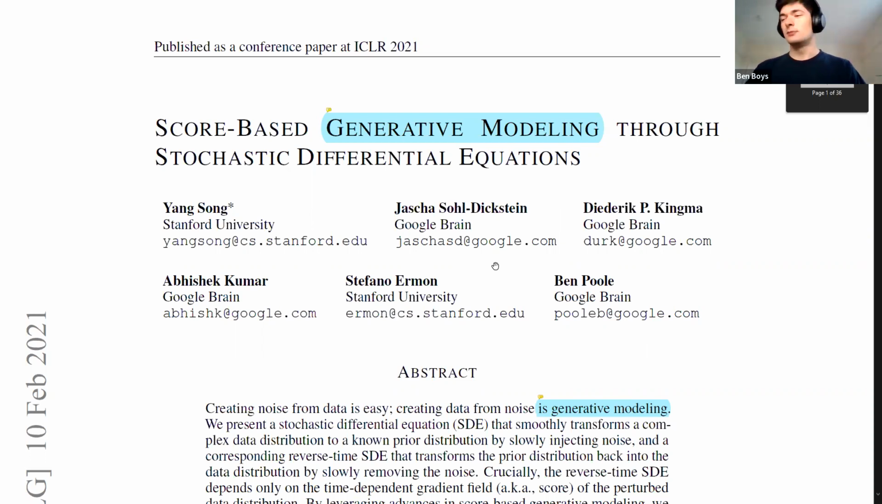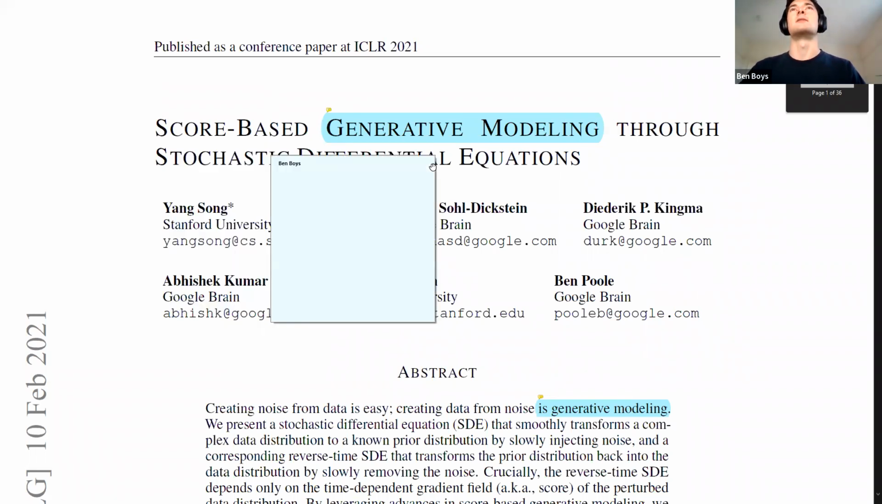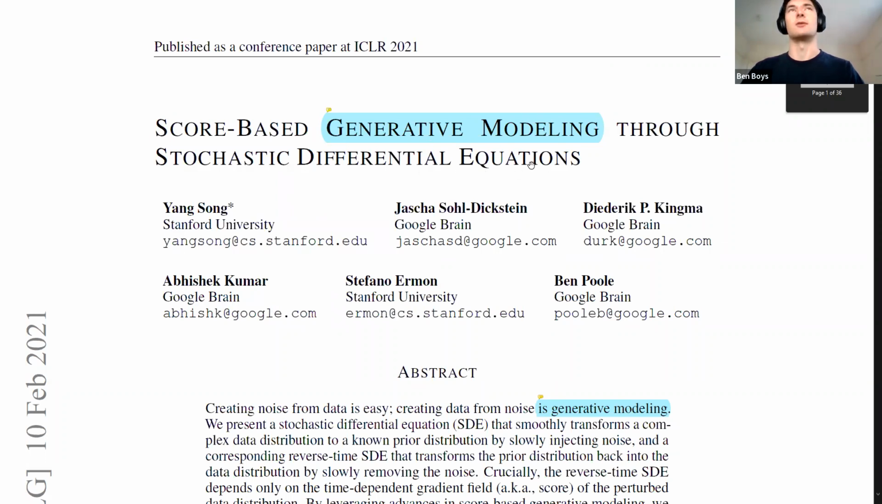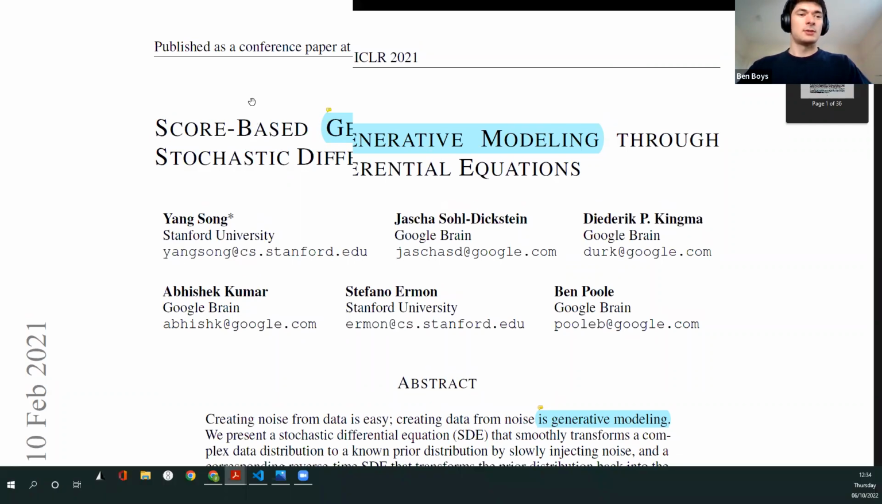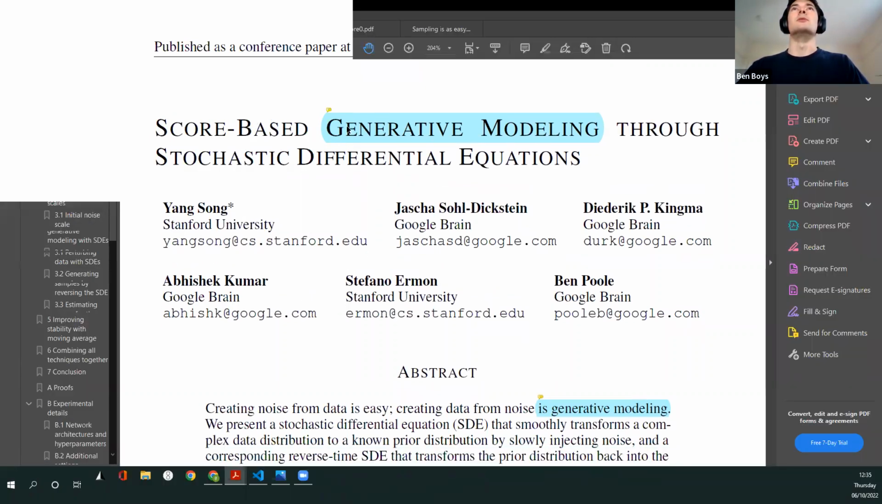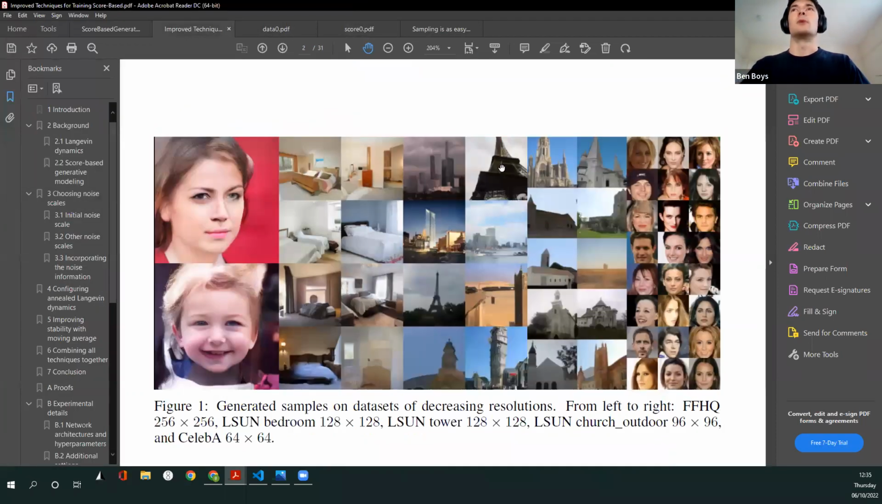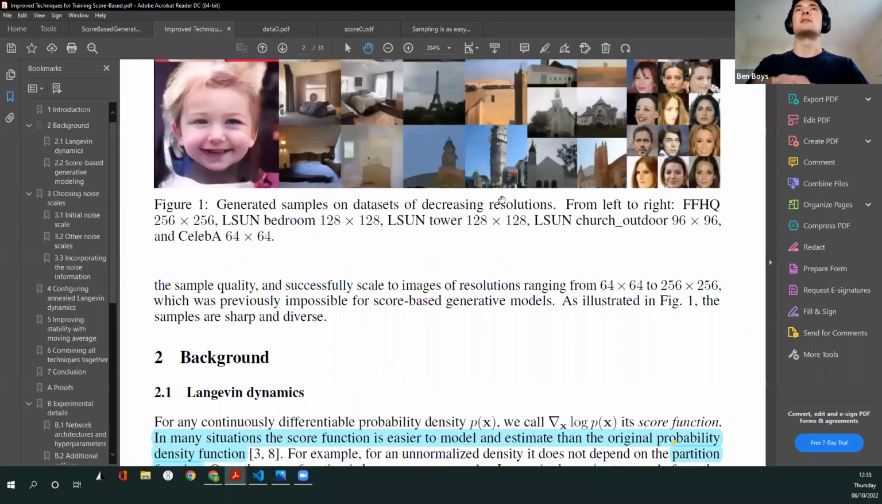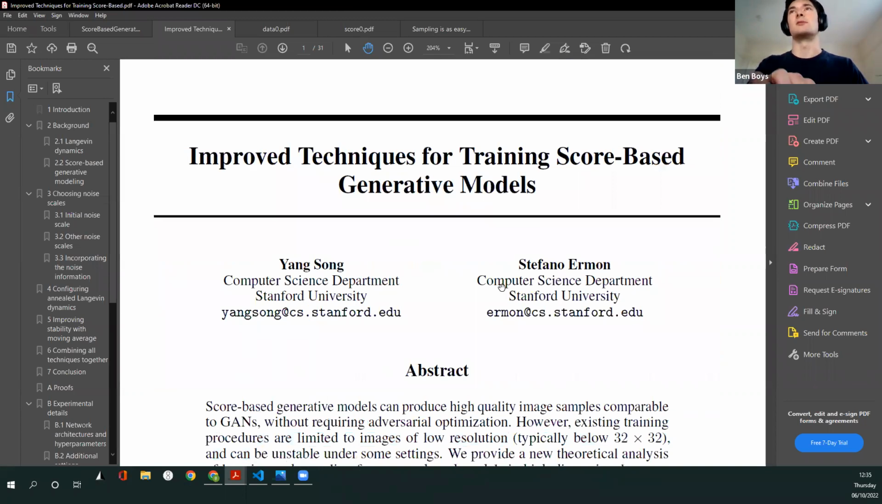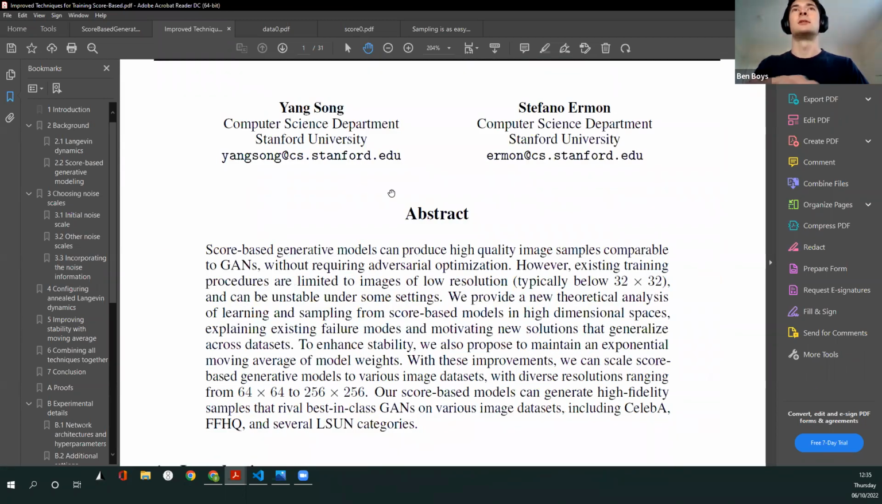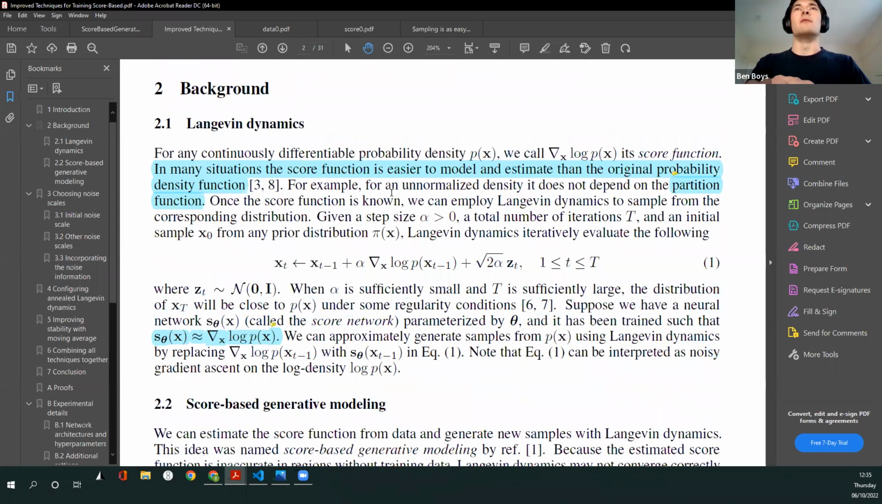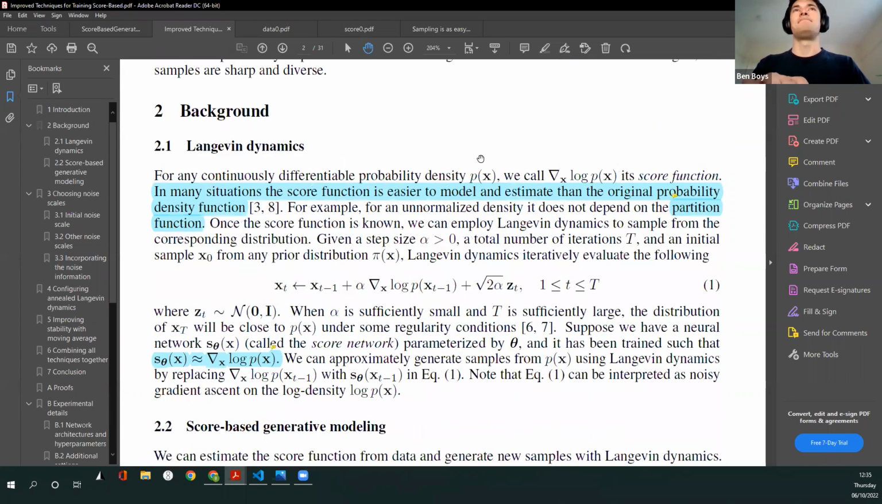So going into the paper, I think it's useful to begin with just to break down what the title is saying. So score-based generative modeling through stochastic differential equations. What is score-based? So if we go to another paper, right here, I think authored by some of the same authors: Improved Techniques for Training Score-Based Generative Models, Yang Song. We have a nice description of what the score is.